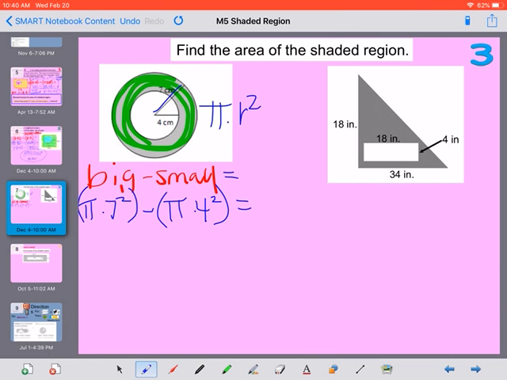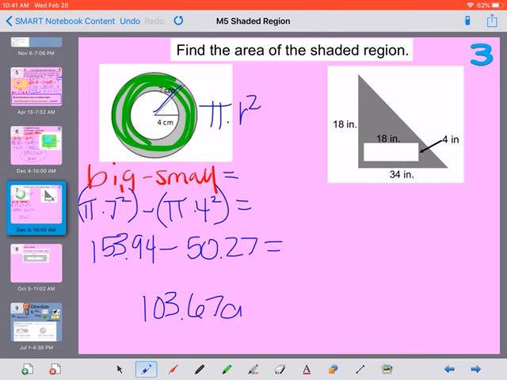So pi times 7 squared, pi r squared, gives me 153.94. And then pi times 4 squared gives me 50.27. So we just have to subtract 153.94 minus 50.27. So I took the big circle minus the little circle. That leaves us with an area of 103.67 centimeters squared. That's the area of the gray part, or the shaded region.